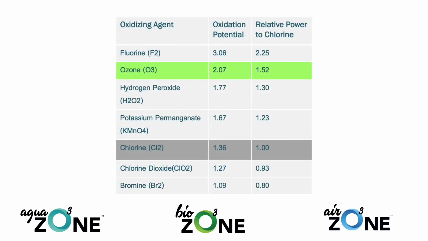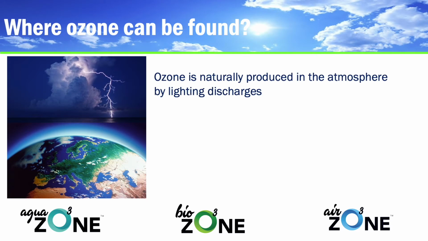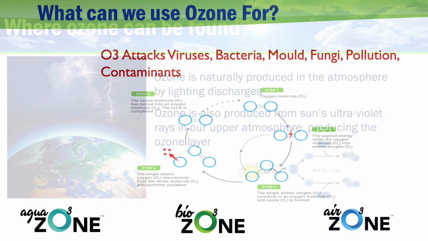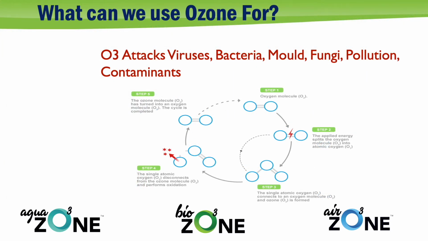If you compare the oxidation potential of ozone to chlorine, ozone has an oxidation potential of 2.07, and you look down at chlorine, which is only 1.38. So where can ozone be found? We all know about the ozone layer. It is produced in the atmosphere by lightning discharges, which is basically a corona discharge. It is also produced from the sun's ultraviolet rays in our upper atmosphere, producing the ozone layer. And it will attack viruses, bacteria, mold, fungi, pollution, contaminants, and that's why we are so interested in ozone and what it can be used for.